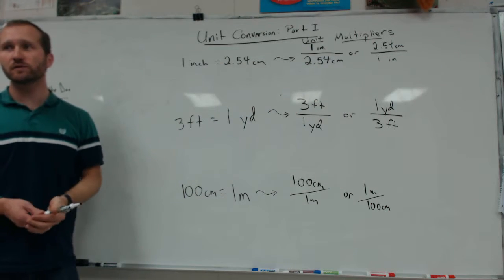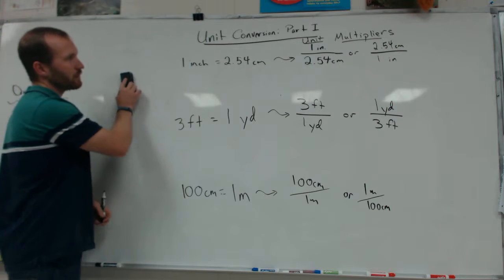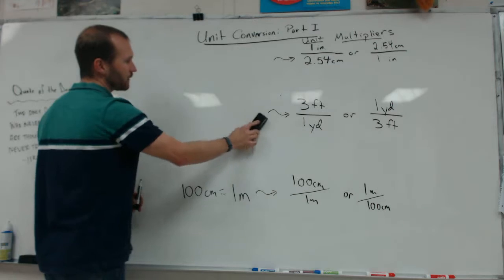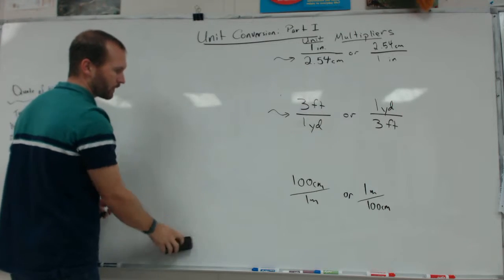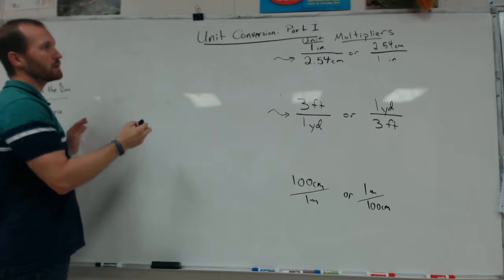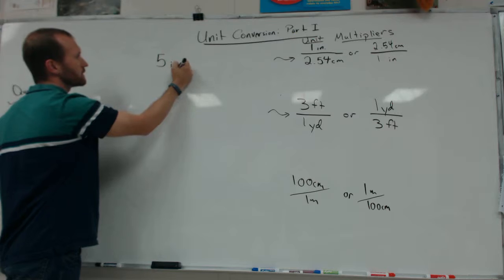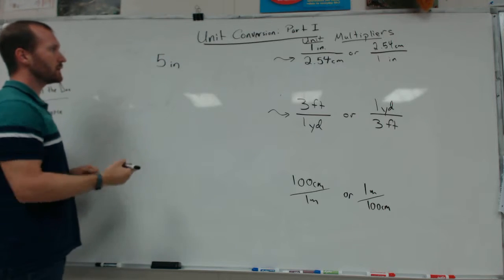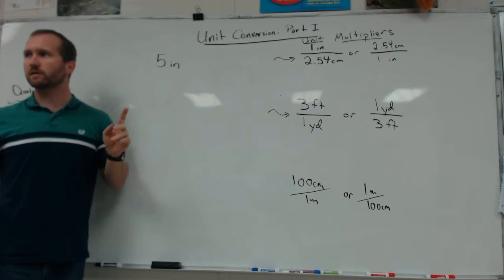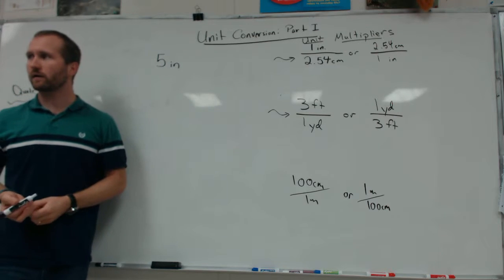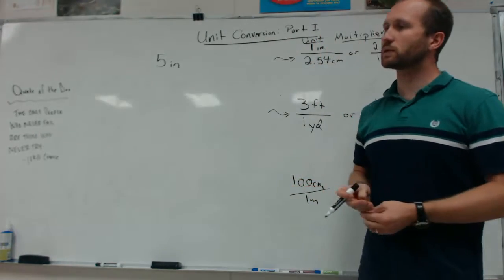Now, how do we use unit multipliers? This is sort of the tricky part. I mean, I think once you understand the approach to this, it's not really that tricky. But let's do an example. Let's say I had 5 inches, and someone said, convert this into centimeters. Okay. Convert 5 inches to centimeters.